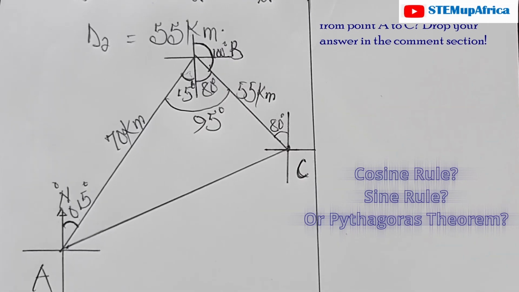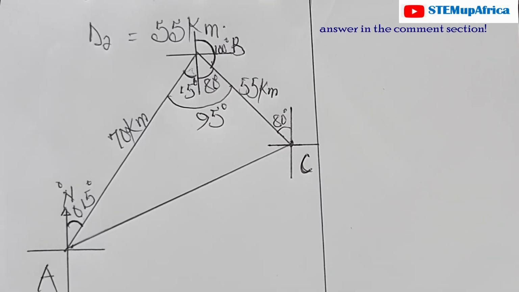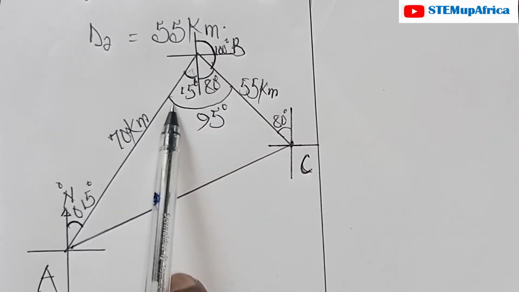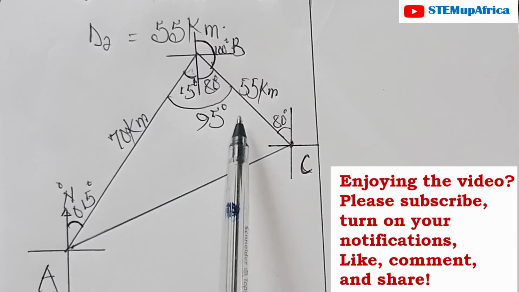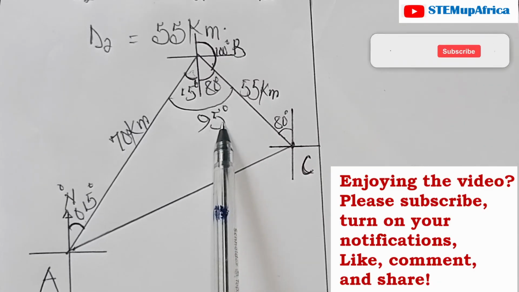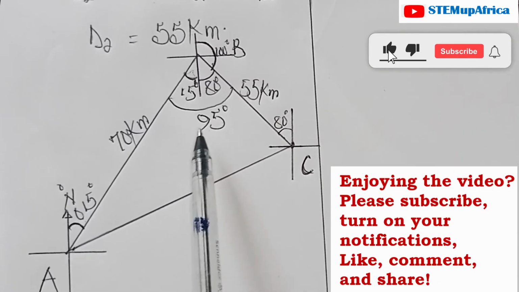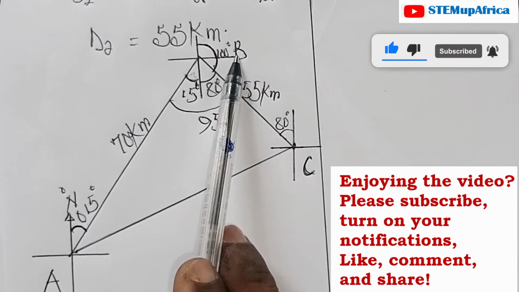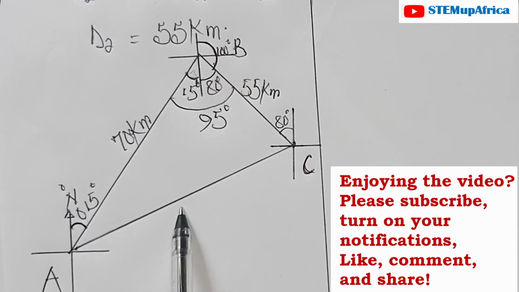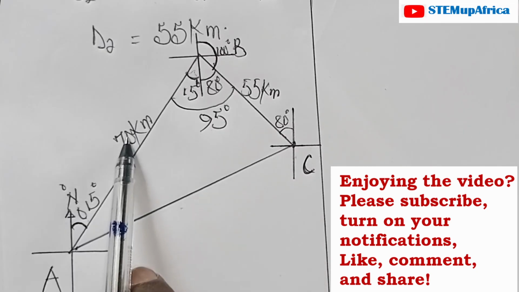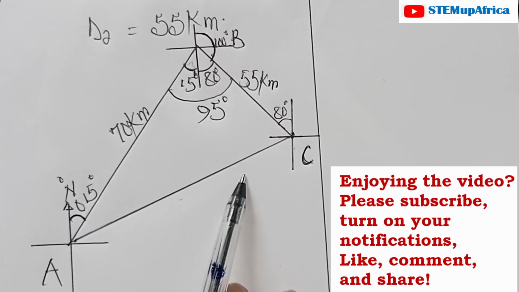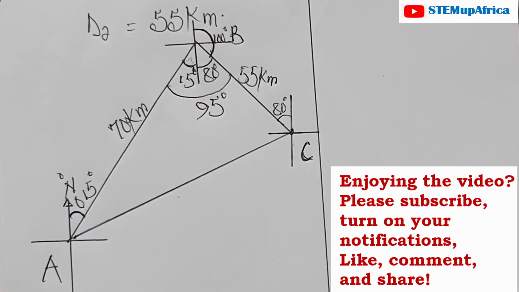So let's continue. To solve A and C, we are going to use the cosine rule because we have two distances and an included angle between the two distances. And the angle is more than 90. If it's more than 90 or less than 90, we are going to use the cosine rule. According to the cosine rule, if here is capital B, the opposite side is small b. Capital C, small c, capital A, small a. So we are looking for our small b.